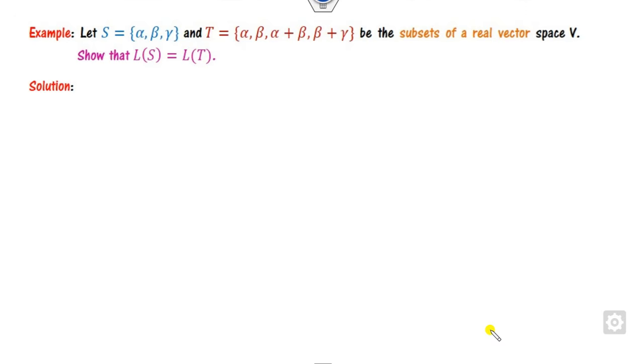Look at another one. Again you have to check whether L of s is equal to L of t. How can you prove that? Again your target is to check whether this holds. For this you have to start from the s elements, that is alpha, beta and gamma.